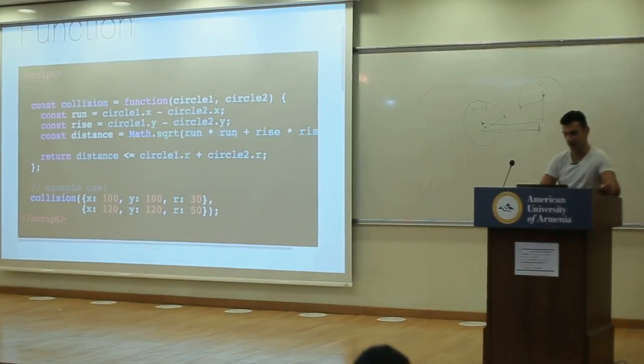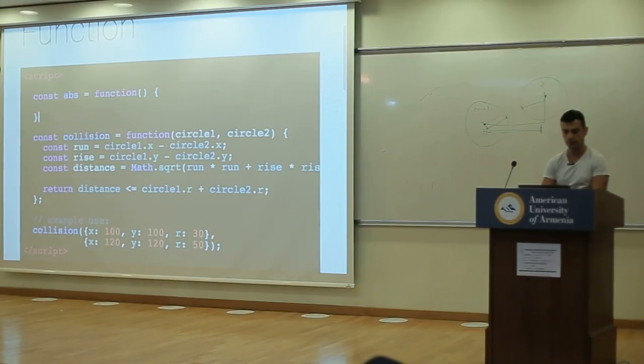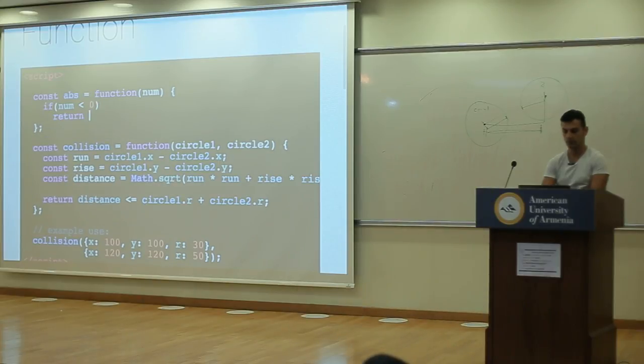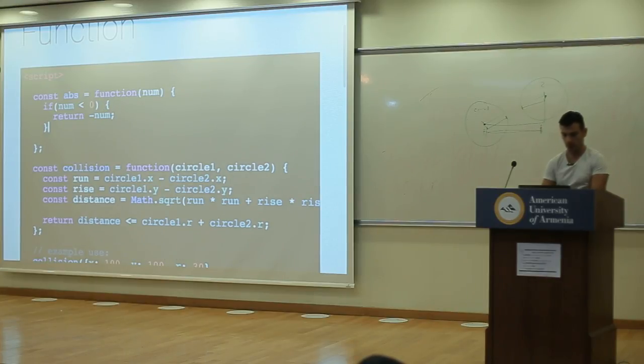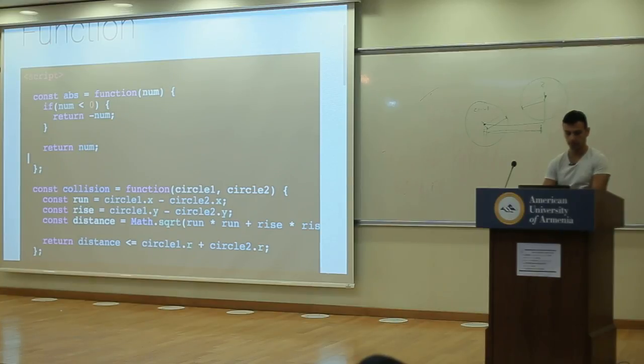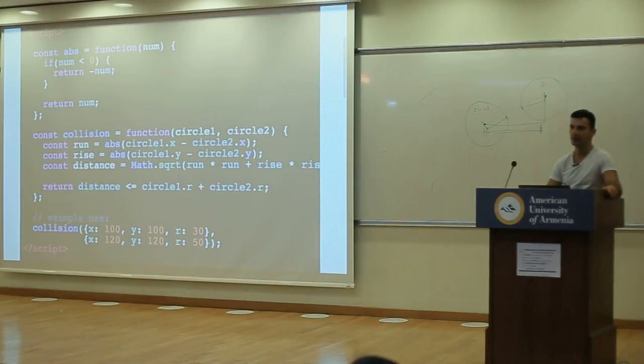But just to be clear about our code, let's write a function that gives us absolute value. Const abs. It takes some number, num. What do I do? Or num times minus 1. Exactly. In all other cases, oh, sorry, let me open the curlies. Okay. In all other cases, we just return num. Right? Okay, so we could just call abs with this result and call abs with this result. Yay! Collision detection.